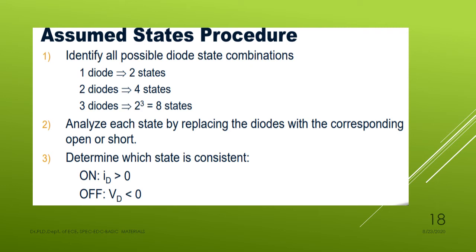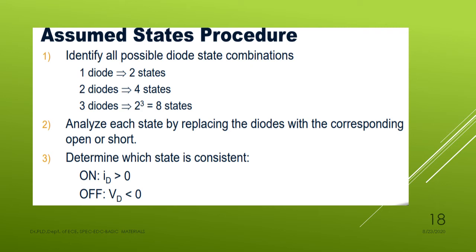If the circuit consists of only one diode, it has two states, the on state and the off state. Suppose two diodes are there, each diode offers on and off states, so it gives 4 states. Similarly, based on the number of diodes in the circuit, the number of states of operation varies. So 3 diodes means 2 power 3, 8 states.